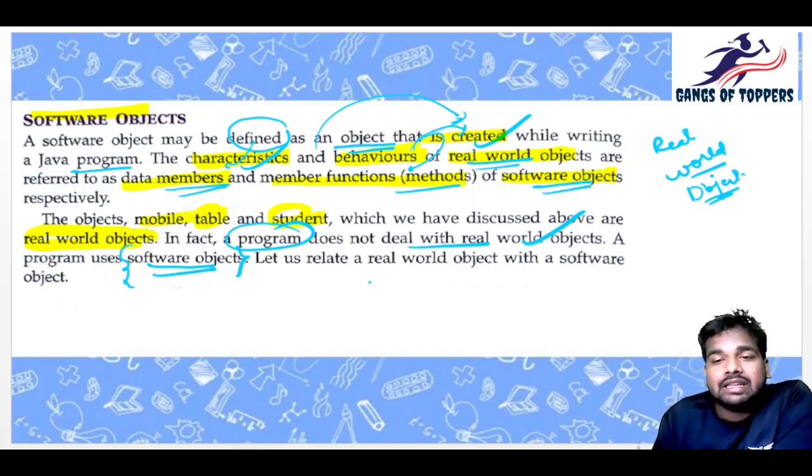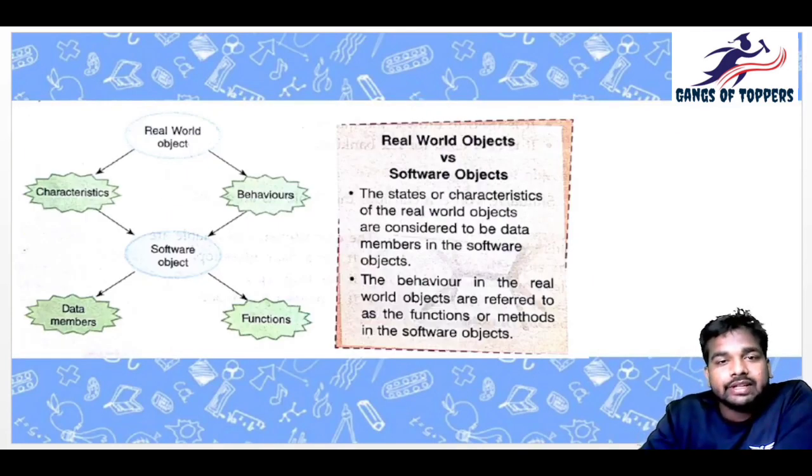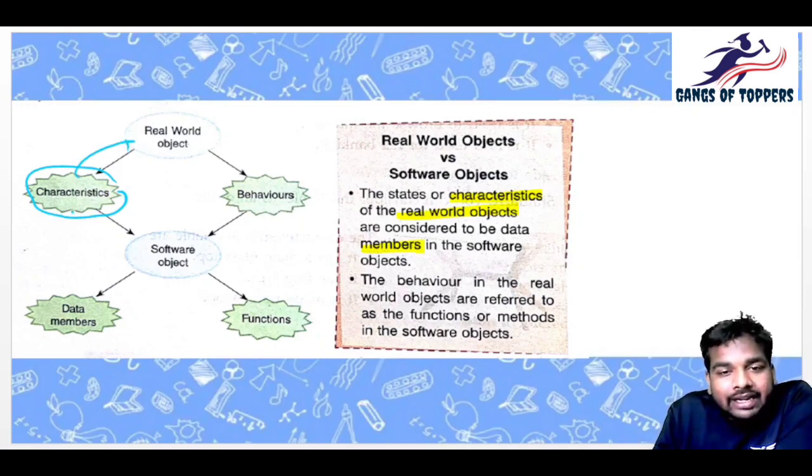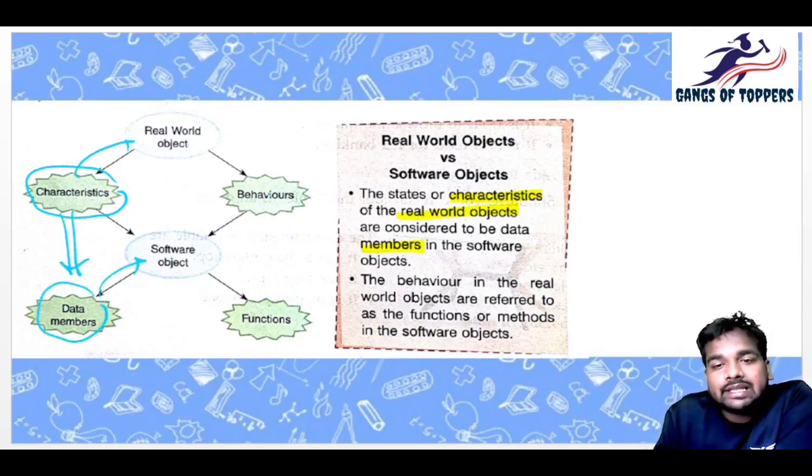Okay, now let us relate our real world object with the software object. Right now we studied that the state or the characteristic of the real world object is considered as the data member of the software object. Look here, this is the characteristic of the real world object, analogous to the data member of the software object. In the similar way, we can see that the behavior of the real world object is analogous to the function of the software object.